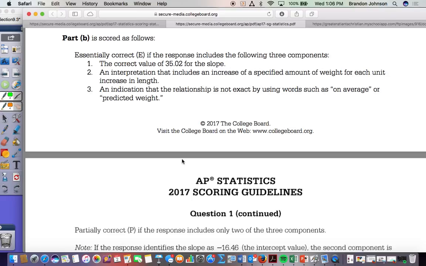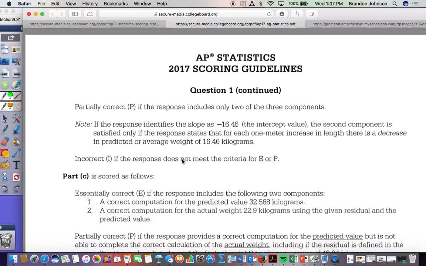Yeah, that's perfect. Number 3, you must indicate, big word, this is huge. I see this all over the AP exam and grading. You must use on average or predicted weight somewhere. If you did that, check it off, you're good to go. If you got all 3 of those, that's an E. If you got 2 out of the 3, that's a P. Anything else than that would be an I.